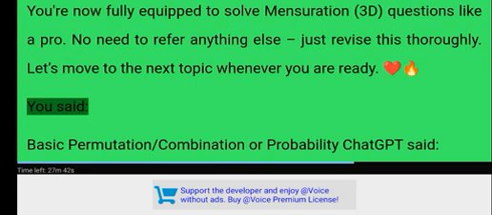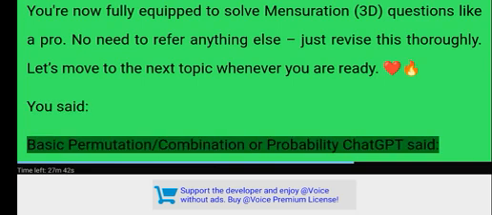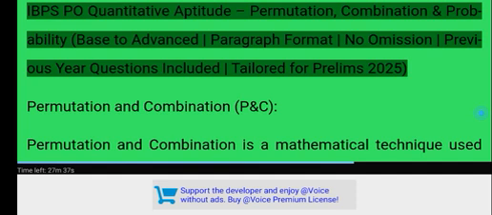Heart on fire. You said: Basic permutation, combination or probability. ChatGPT said: IBPS SPO quantitative aptitude, permutation, combination and probability, basic to advanced, paragraph format, no omission, previous year questions included, tailored for prelims 2025.